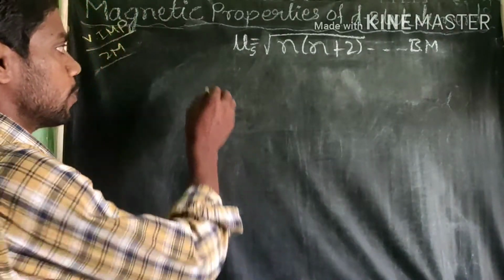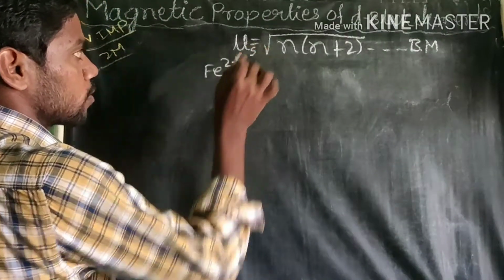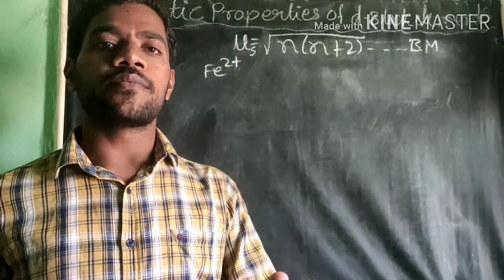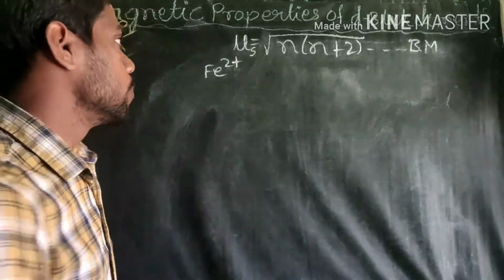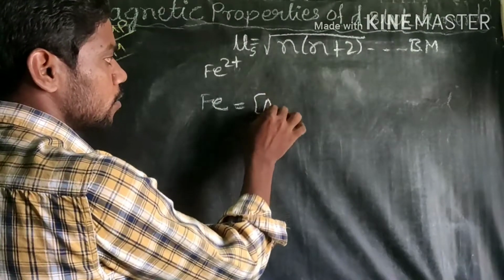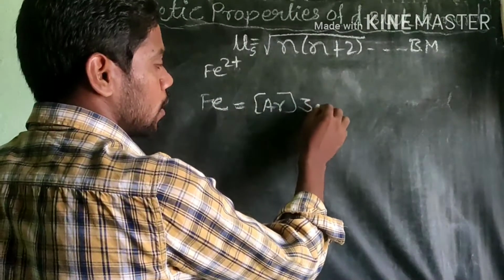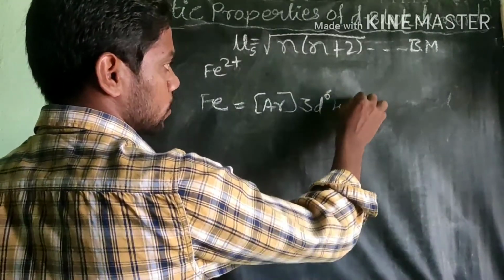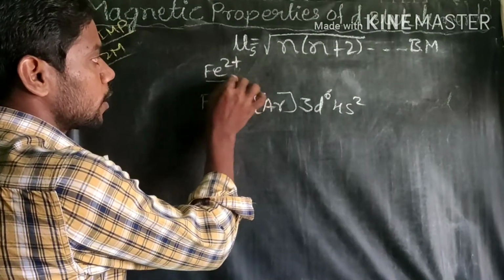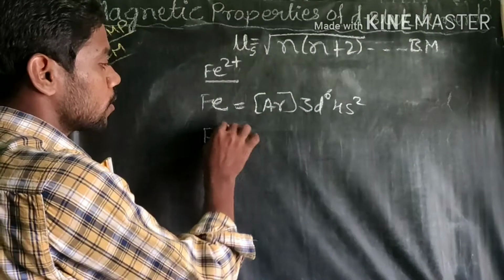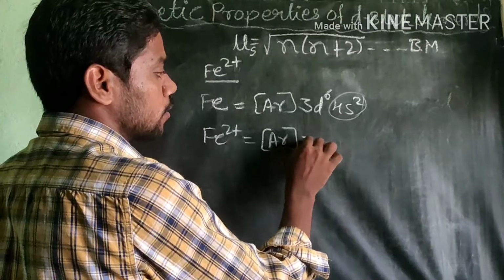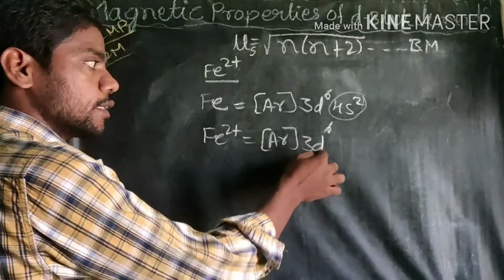Okay, let us go for some examples. Take Fe2 plus. How do they ask the question? Calculate the magnetic moment for the Fe2 plus ion. We know that the Fe electronic configuration is argon 3d6 4s2. After that we calculate for Fe2 plus. Fe2 plus means we remove 2 outermost electrons. Therefore, the electronic configuration becomes argon 3d6.